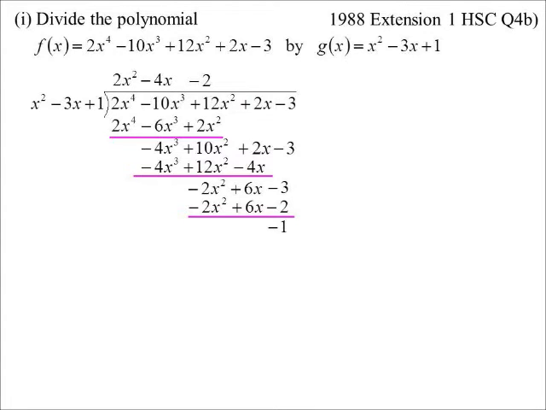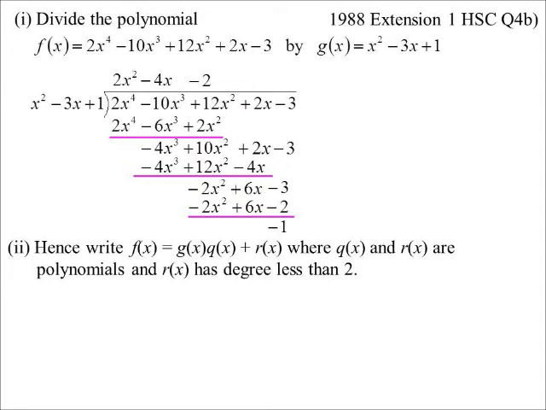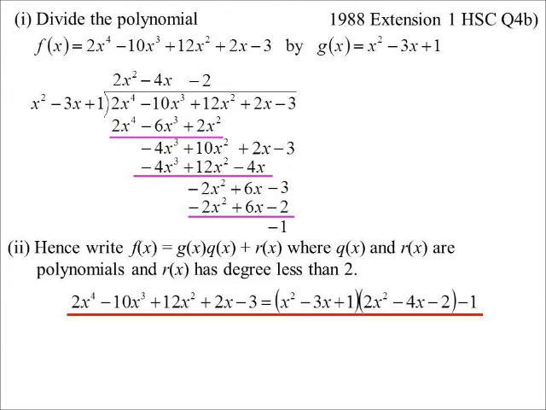Now I suppose technically we have answered the question, because the question simply said divide the polynomial by this. Well, I've done that. It didn't actually say how they want the answer written. But that's possibly why, because in part 2 they then said, hence write it in the standard form. So function is equal to divisor times quotient plus the remainder. And so there we go, we write down our final answer.